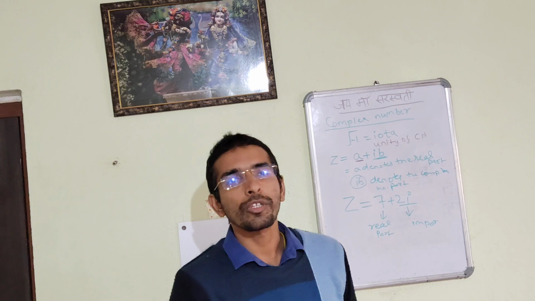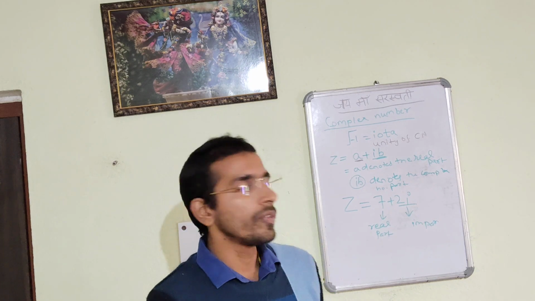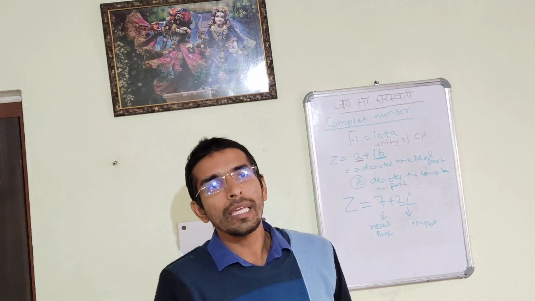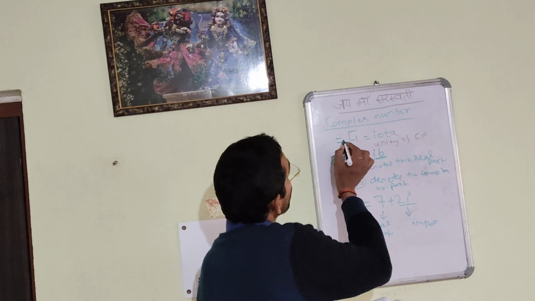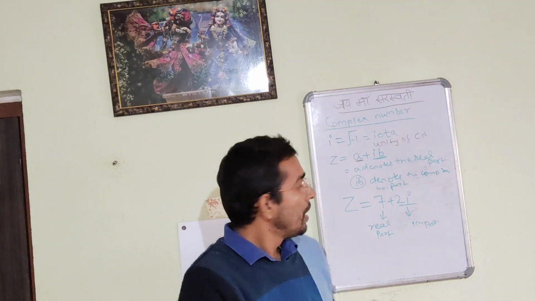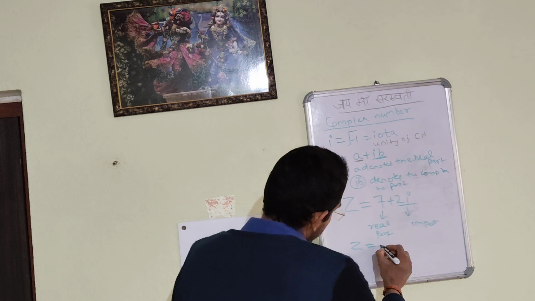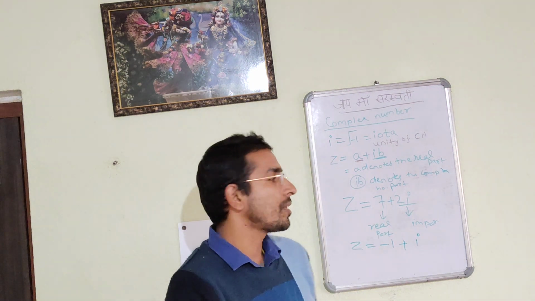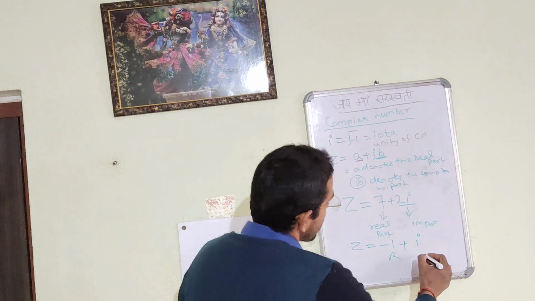The real parts are generally the natural numbers, which start from 1 and can go up to infinity. The imaginary part is associated with the alphabet i, which we had already studied. i is denoted as under root minus 1, that is, iota. We had seen 7 plus 2i. Now if it is written as z equals minus 1 plus i, the minus 1 is the real part and i is the imaginary part.